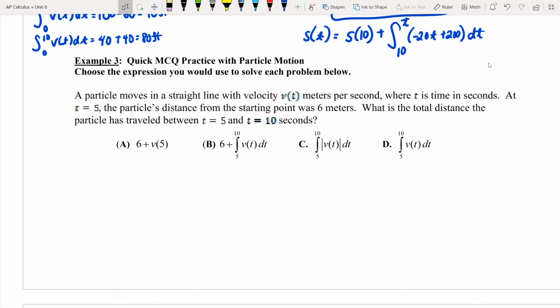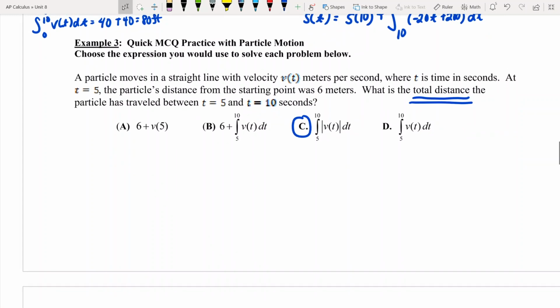So the first one here: a particle moves in a straight line with velocity v of t meters per second, where t is time in seconds. At t equals 5, the particle's distance from the starting point was 6 meters. What is the total distance the particle has traveled? This key phrase right here tells you that you're going to have that absolute value aspect to your integral. And the only one with an absolute value is option C.